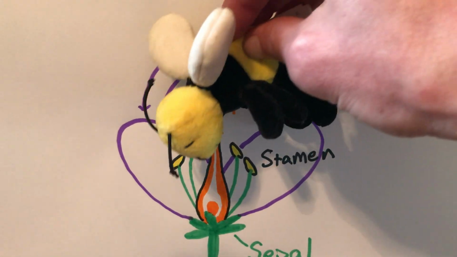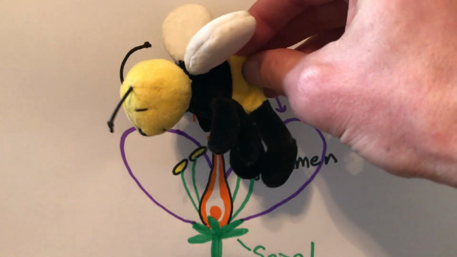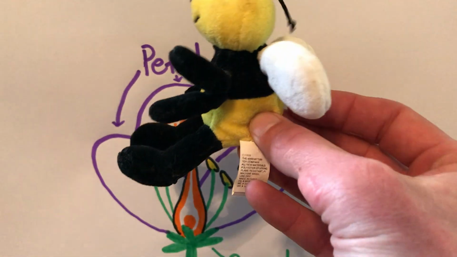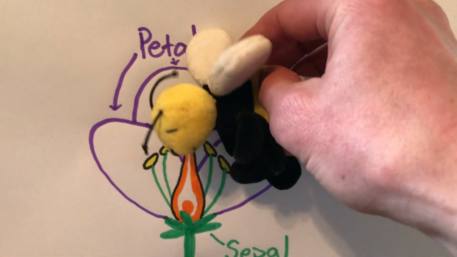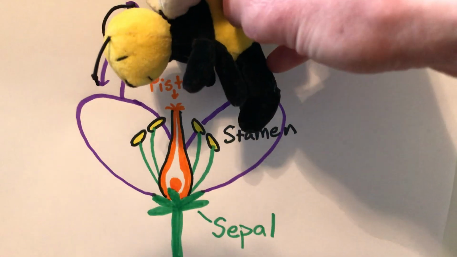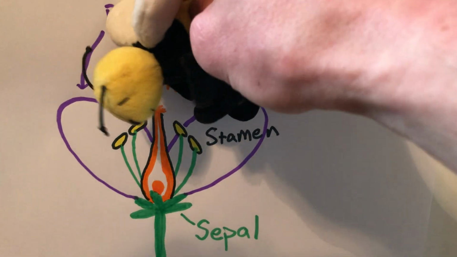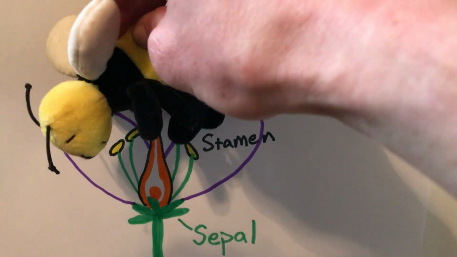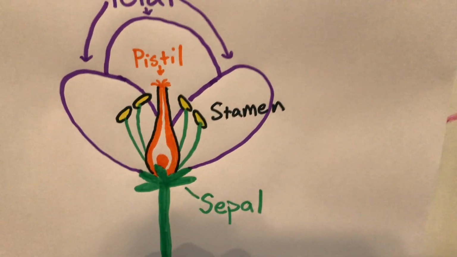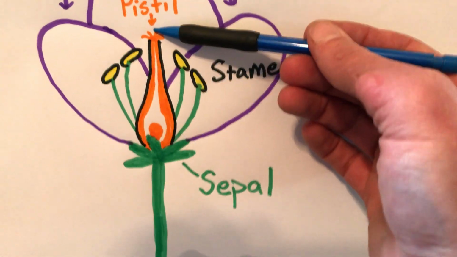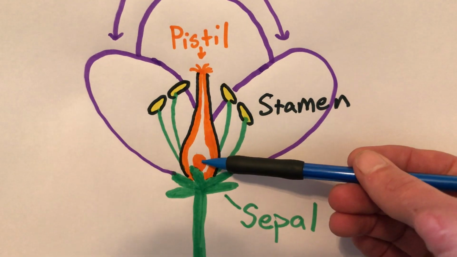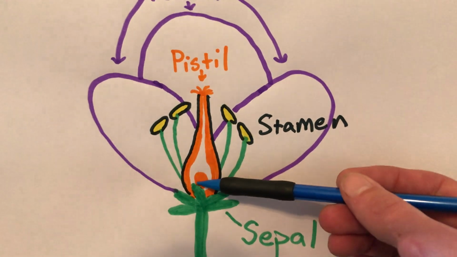So while they're buzzing around trying to get down in here and get the nectar, the pollen from the stamen is going to collect on their legs. And when they get done with this flower, they're going to buzz on off. But then they're going to come to another flower. And while they're doing the same thing, while they're trying to get the nectar, some of that pollen from other flowers is going to fall off of their legs and drop down into the pistil. And it's going to come all the way down to the pistil, and it's going to pollinate the seed.